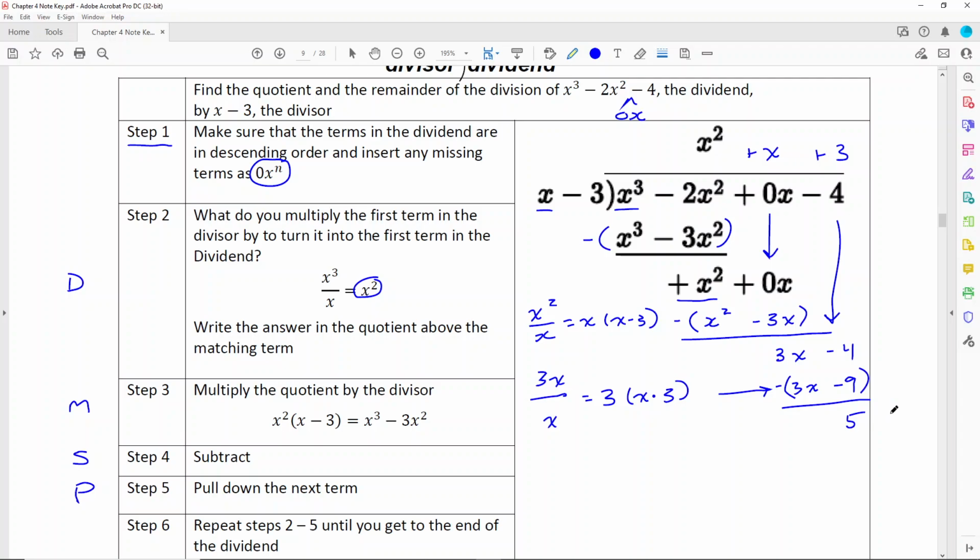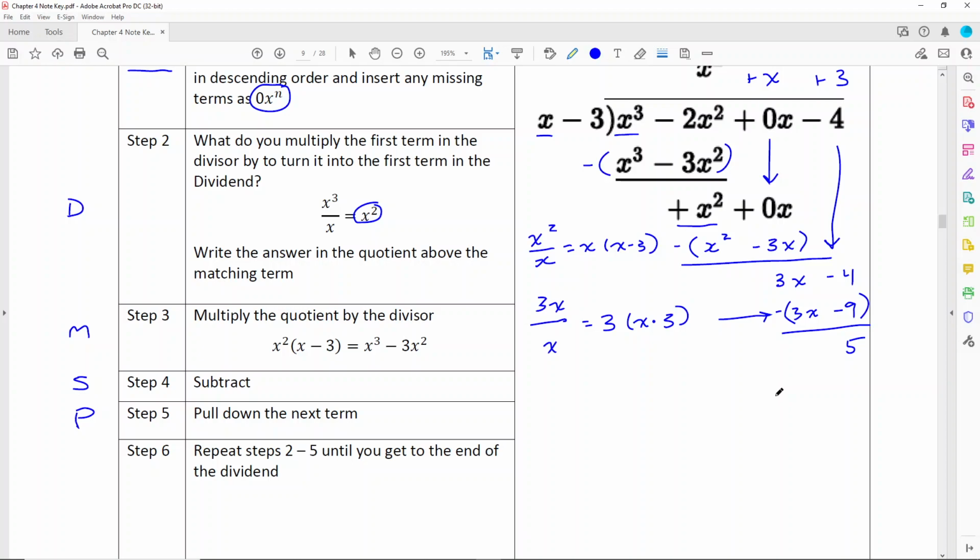We're at the end. We know we're at the end because, again, I write my matching terms. So my quotient, like the x squared, I write above x squared, because then my quotient will go x squared, x, number. And then when I get to the end at the number, I know I'm done. Okay. And I can write my division statement.